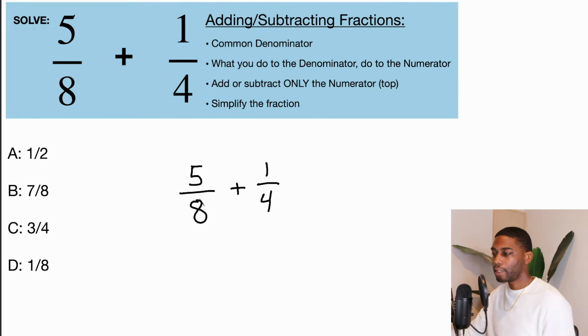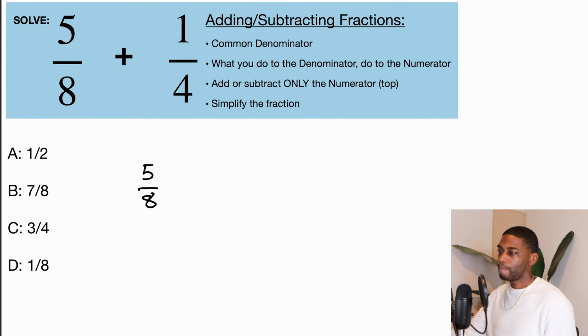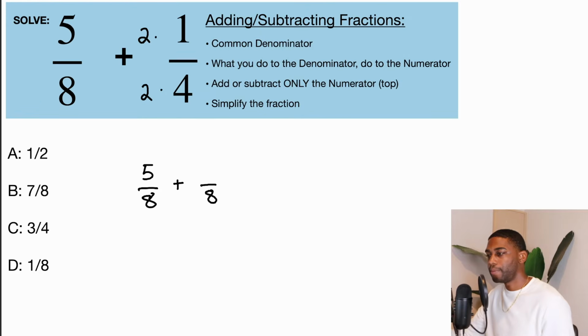So we're going to rewrite this fraction. Let me make sure I clear this. We're going to rewrite this fraction. 5 over 8 will stay the same. So we have 5 over 8, right? And then this 1 over 4, if we multiply this 4 by 2, that would give us 8 as a denominator on this side. 2 times 4 we know is 8. But what we do to the bottom, aka the denominator, we also have to do to the top. So we have to multiply the top by 2 as well. 2 times 1 we know is 2.